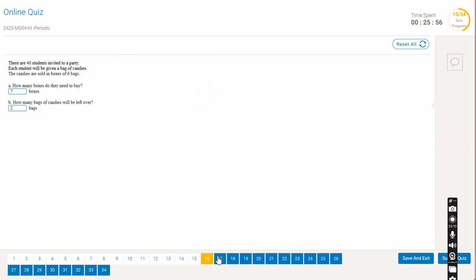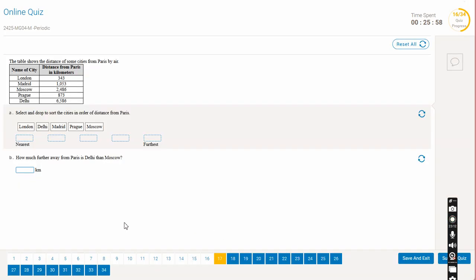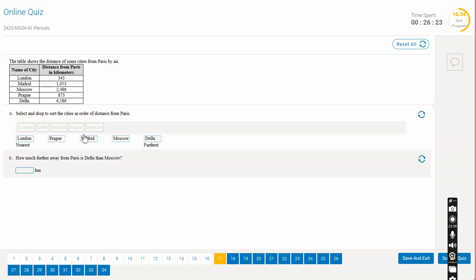Let's continue to the next one. Okay, the nearest place, you're just going to check the distance. So the closest place is going to be London. Then it's going to be Prague. And then it's Madrid, I think, yeah. Madrid, Moscow, and then at the end, Delhi. So you can see all of these distances, you can just take them from the box. The closer they are, the nearer they're going to be.